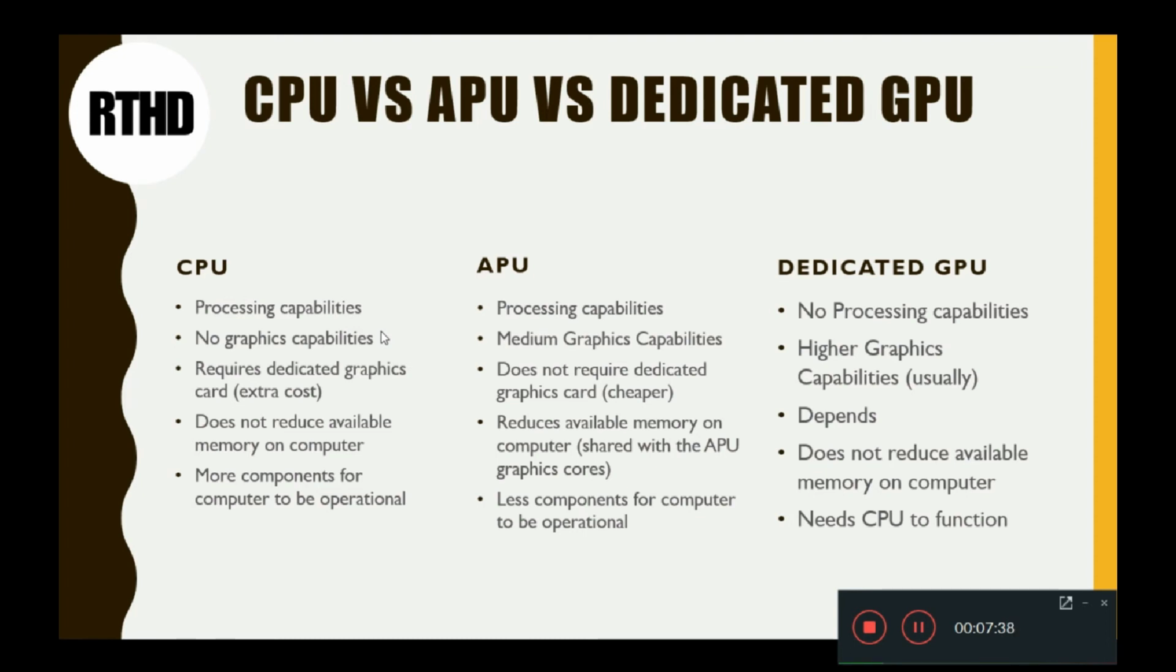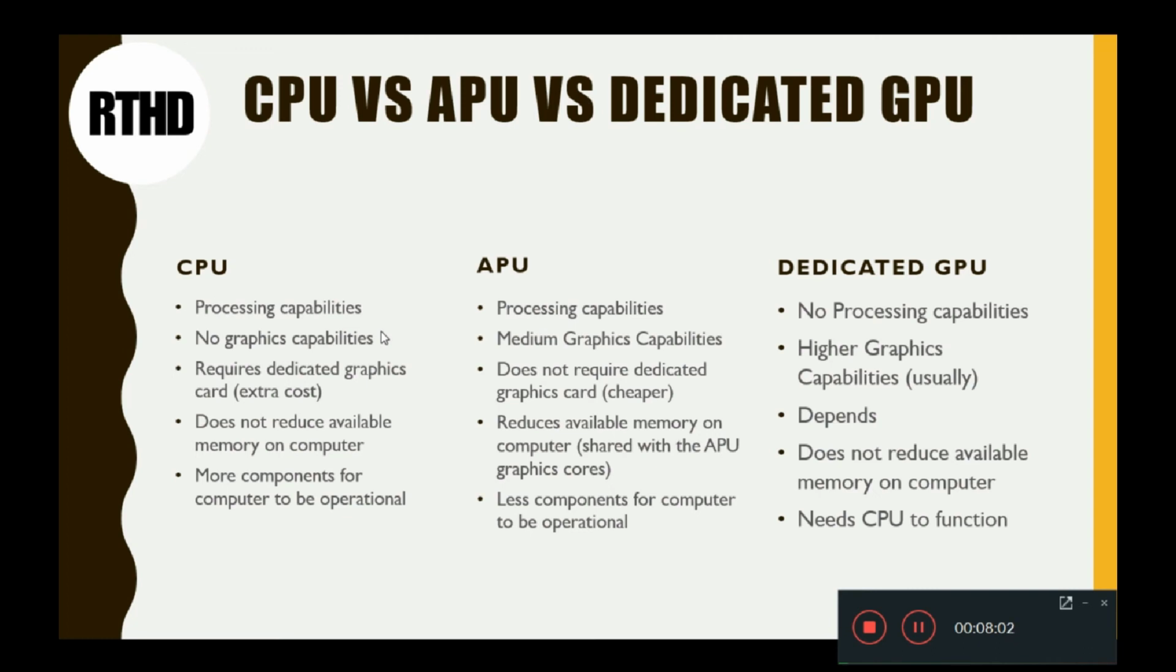With that being said, let's move on to the last point, which is that for a CPU, more components are required for the computer to be operational. Basically, in order to have a computer that works, you'll have to make sure that the CPU is combined with a dedicated video card, or else the computer will not be able to boot up and you won't be able to see anything on the screen.